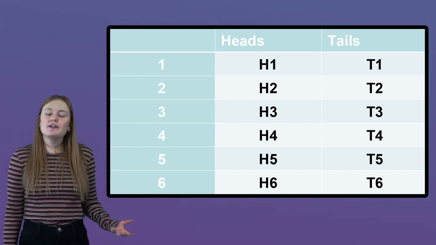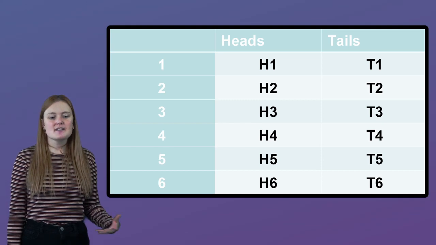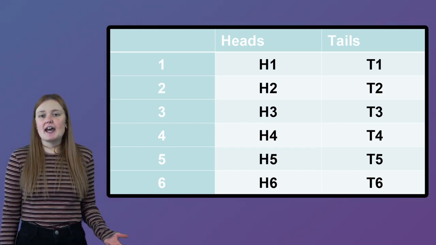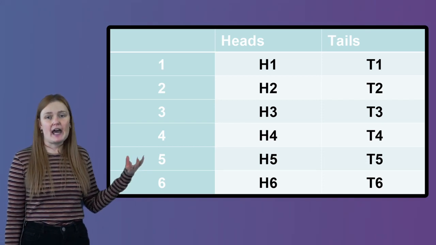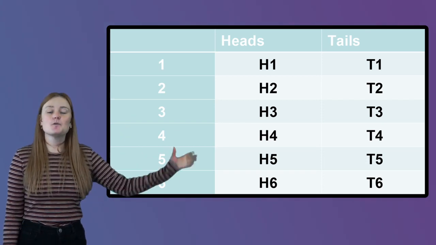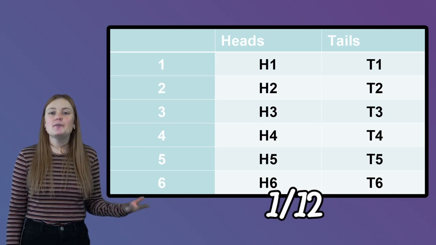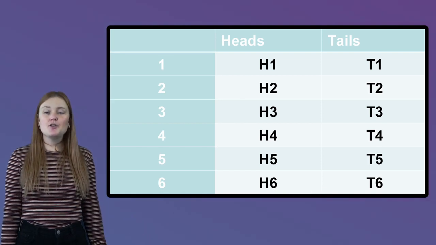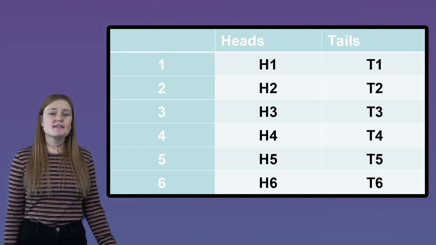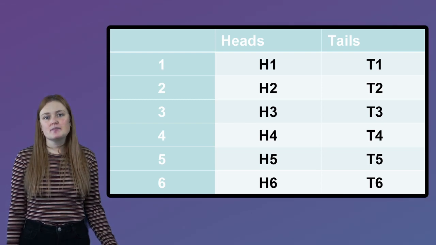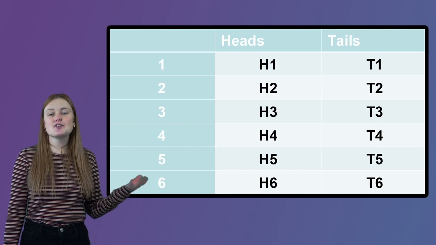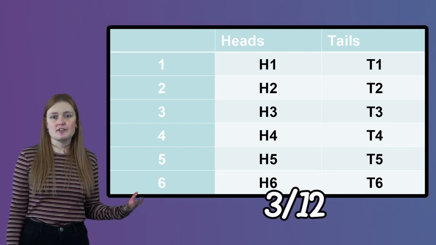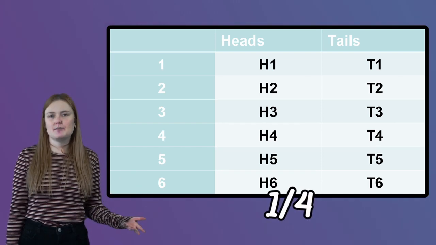So again, we can find the probabilities from this. So what's the probability of getting heads and a 3? Well, in my table, there's only one way of getting heads and a 3, but there are 12 options in total, so it will be 1 out of 12. Another example, what's the probability of getting tails and an even number? So we've got tails 2, tails 4, and tails 6. So that's 3 options, out of a total of 12, which of course we can simplify to a quarter.